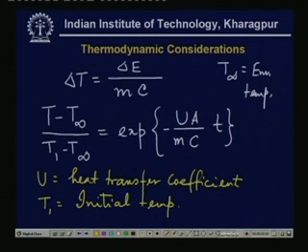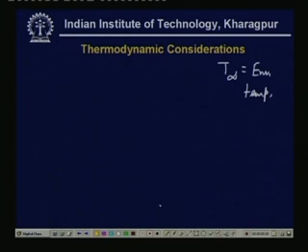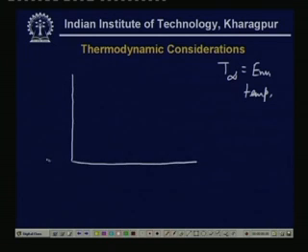If we plot a graph, then what we can see is that, let us say we plot T infinity, and this is t equal to time, and we start from one initial temperature T.